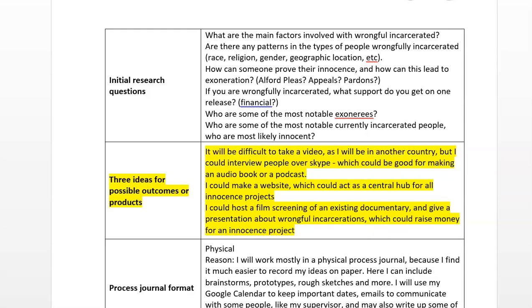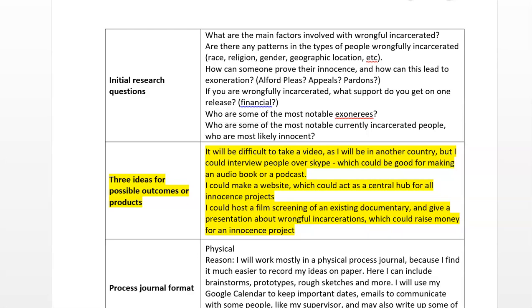"I could make a website," he says, "which could act as a central hub for all Innocence projects, and that would be one example of a possible product. I could host a film screening of an existing documentary and give a presentation about wrongful incarcerations, which could raise money for an Innocence project." These are all 3 different good possible outcomes or products.